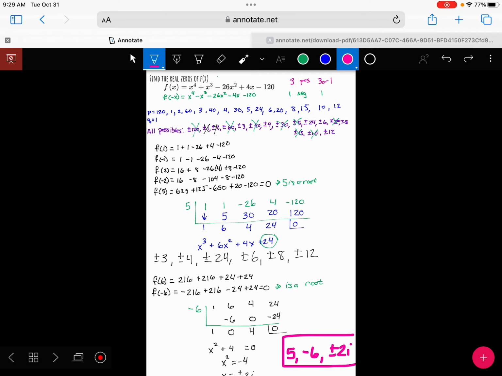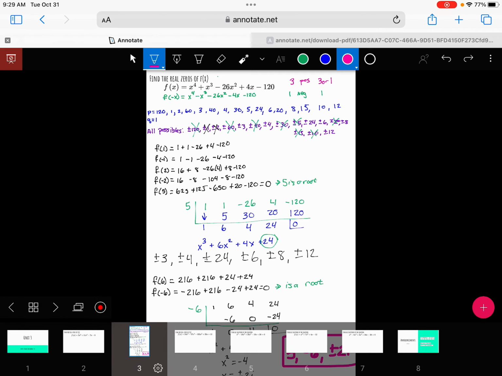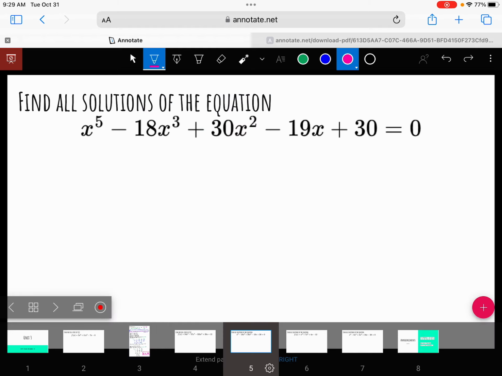Okay? Let's do... All right, it has fewer options. Let's do this one. It's a 5th, but it's fewer options. The other one I have is a 4th root, but it has very large coefficients. So it has a significantly large number of options, and they're all fractions. So we'll do this one. It's a 5th root. We're going to find all solutions.